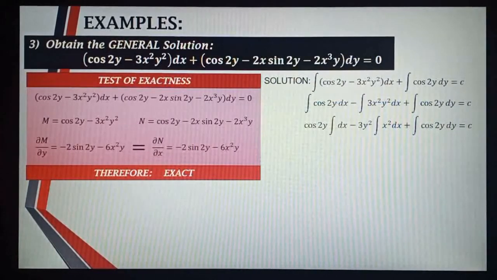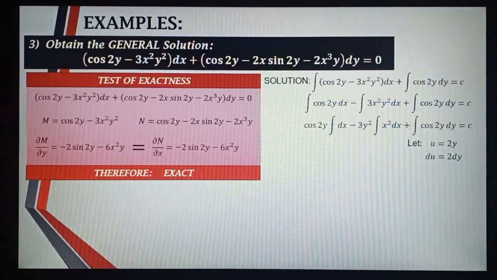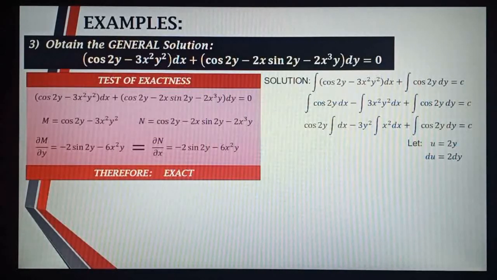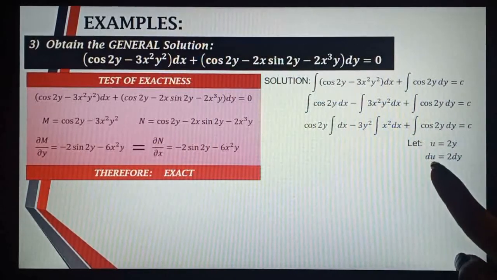Now, we have to integrate. Then, dun sa third term, we have to let the u equated to 2y. So, the derivative of your u is 2 dy. So, you need to satisfy cosine u du. So, you need to insert 2.